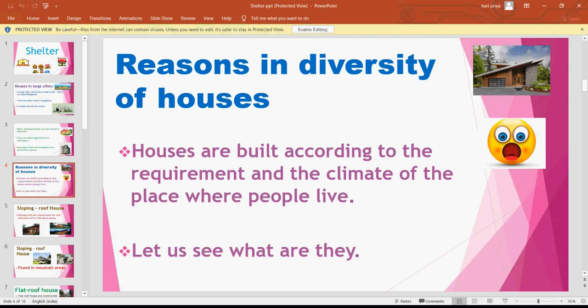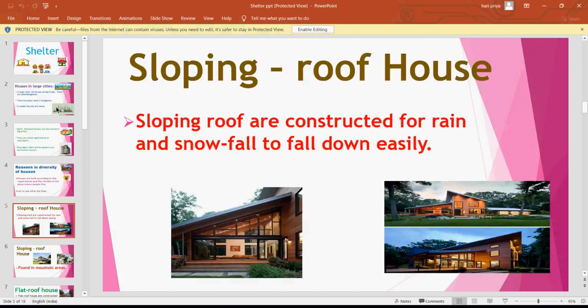So we are going to see what are all the types of houses according to the climate. Are you ready to learn what the types are? Okay, super, Lakshya. So the first type of house is the sloping roof house. What is that? Sloping roof house. This is the first type of house.